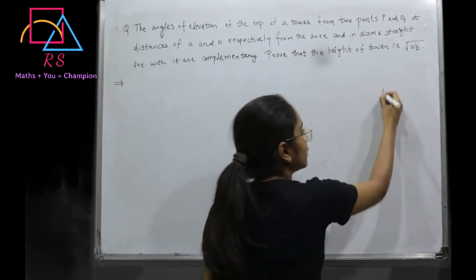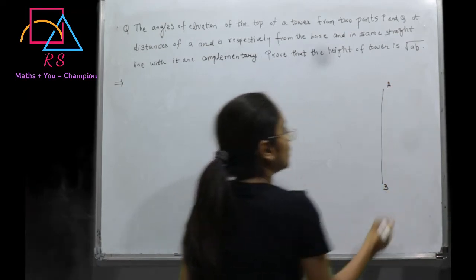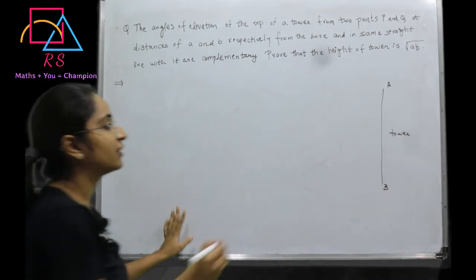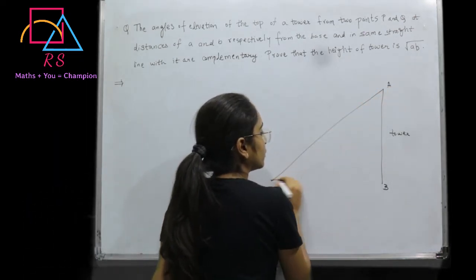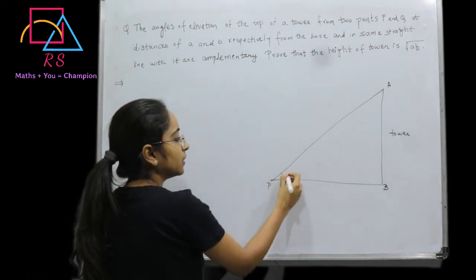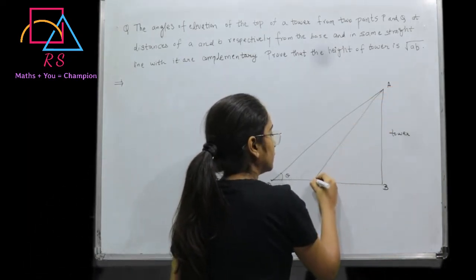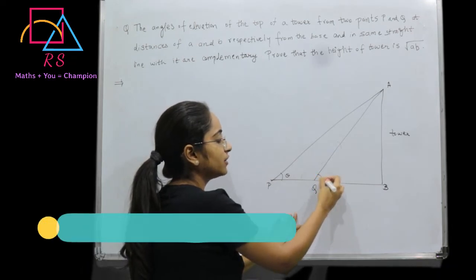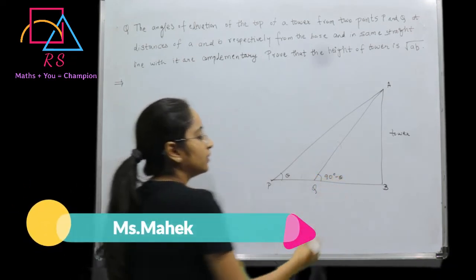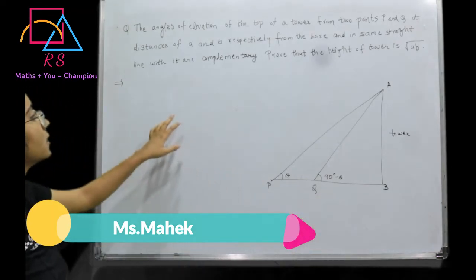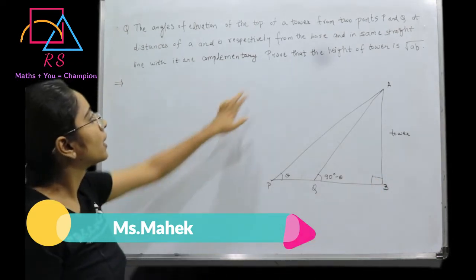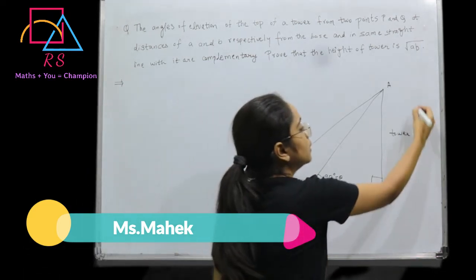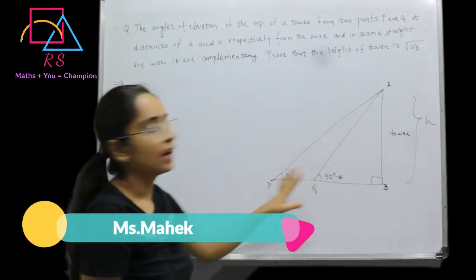So first of all, consider a tower. Let's say AB is the tower, and the angles of elevation from 2 points at given distances are complementary. So I will first consider the first angle of elevation at P, which is theta, and it says that they are complementary and in the same straight line. So I will consider the second angle of elevation at Q as 90 degree minus theta, which is a complementary angle. This is again a right angle triangle, and we have to prove that the height of the tower is equal to root of AB. So I'll consider the height as H, as this we have to find out.